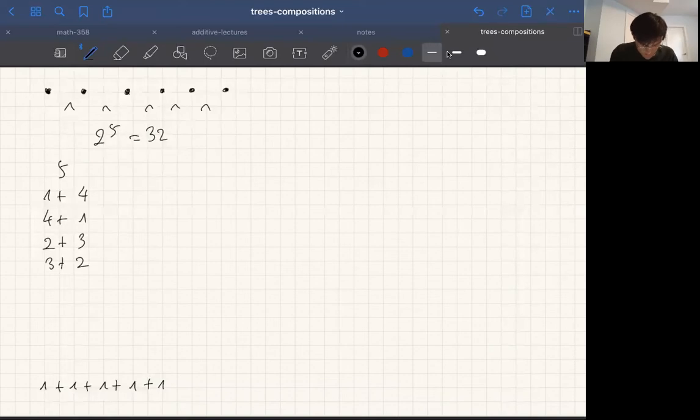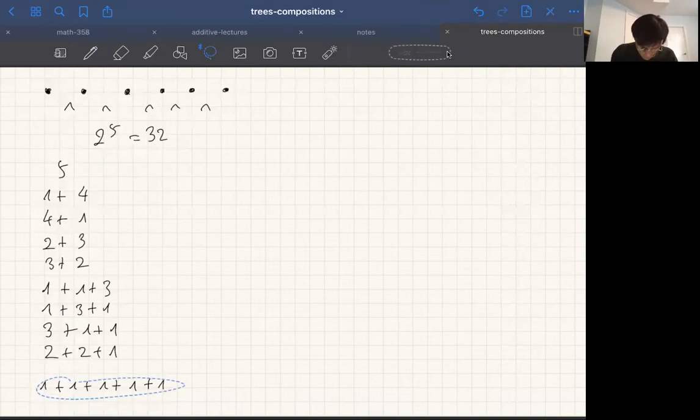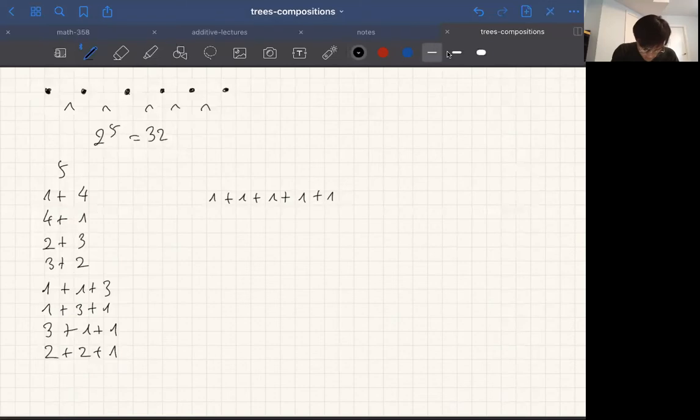And then now we need to have 3 of them. So a way of having 3 is 1 plus 1 plus 3. We can have 1 plus 3 plus 1 and 3 plus 1 plus 1. Another way of using 3 digits is 2 plus 2 plus 1. So 2 plus 2 plus 1, 2 plus 1 plus 2 and 1 plus 2 plus 2.